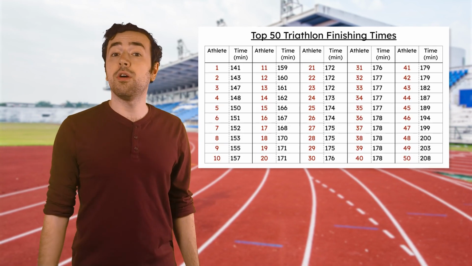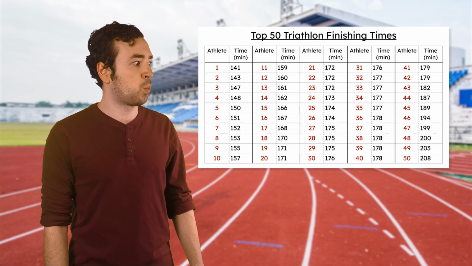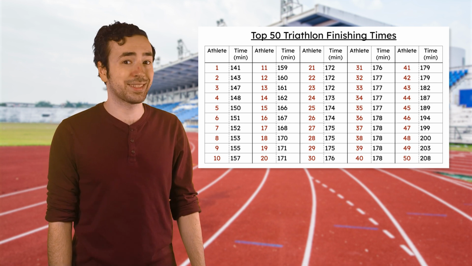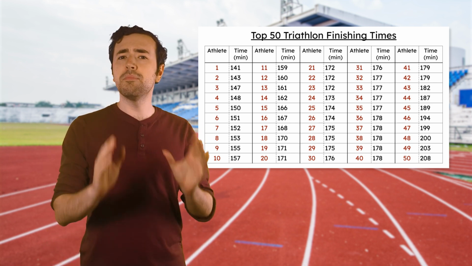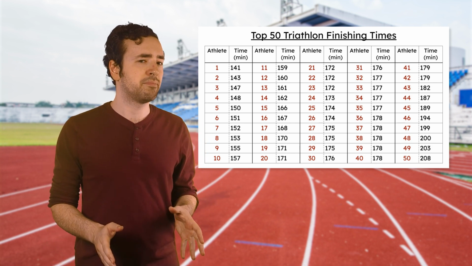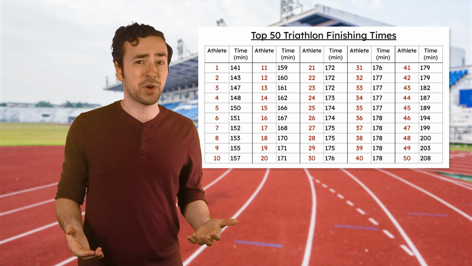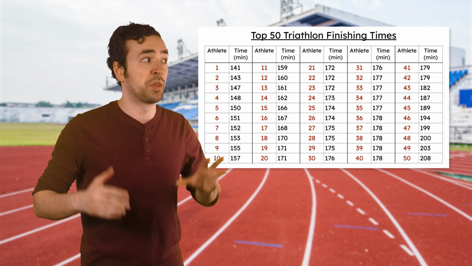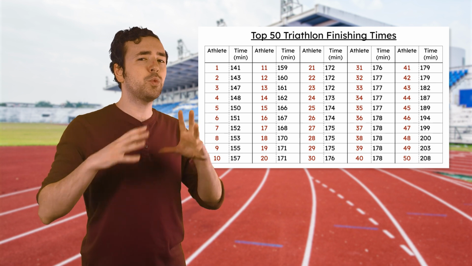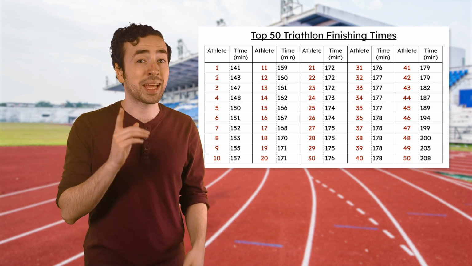Here's a list of all the finishing times for the triathlon for the top 50 competitors. Whoa, that's a lot of numbers. What's the most common finishing time? Yeah, it's kind of hard to tell just by looking at a table with this much information. How could we organize this data to make it easier to read?